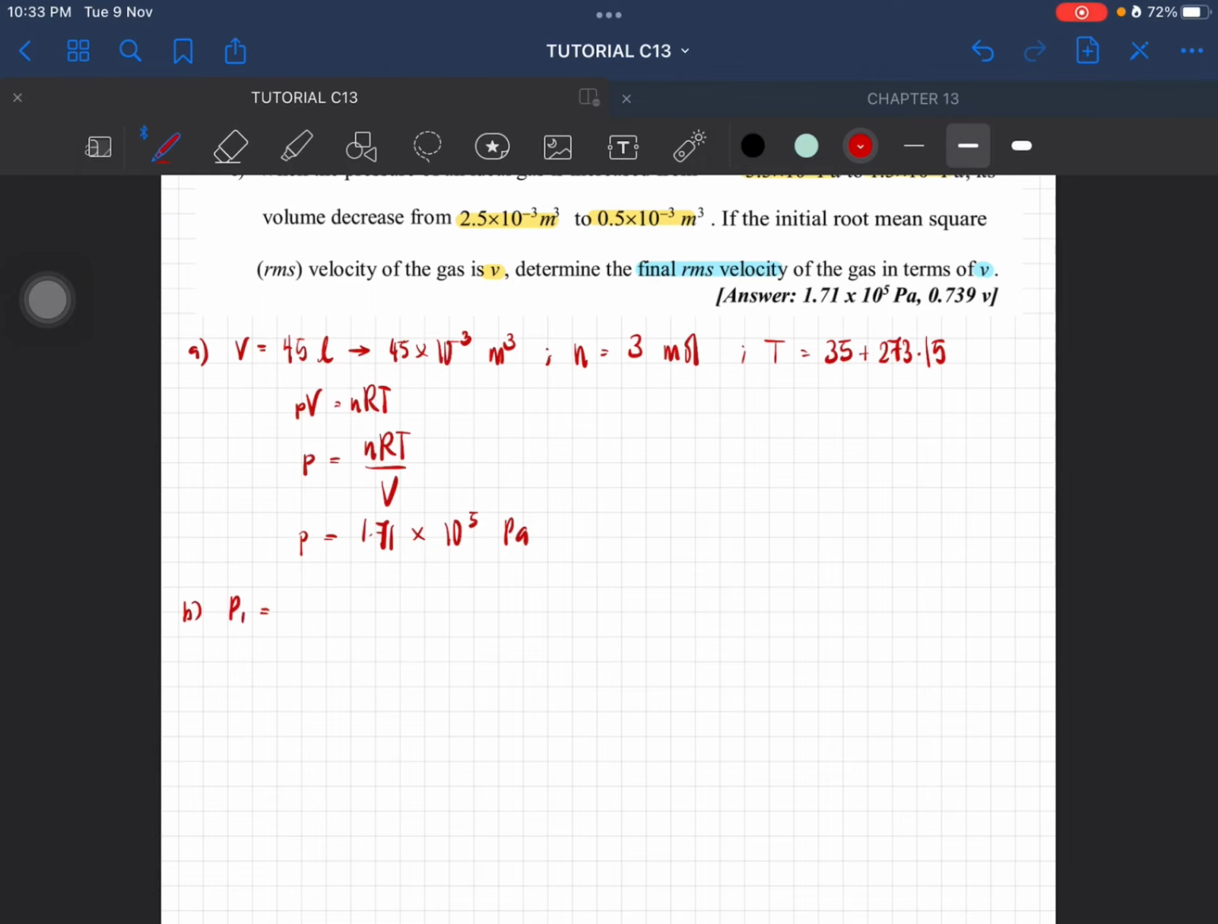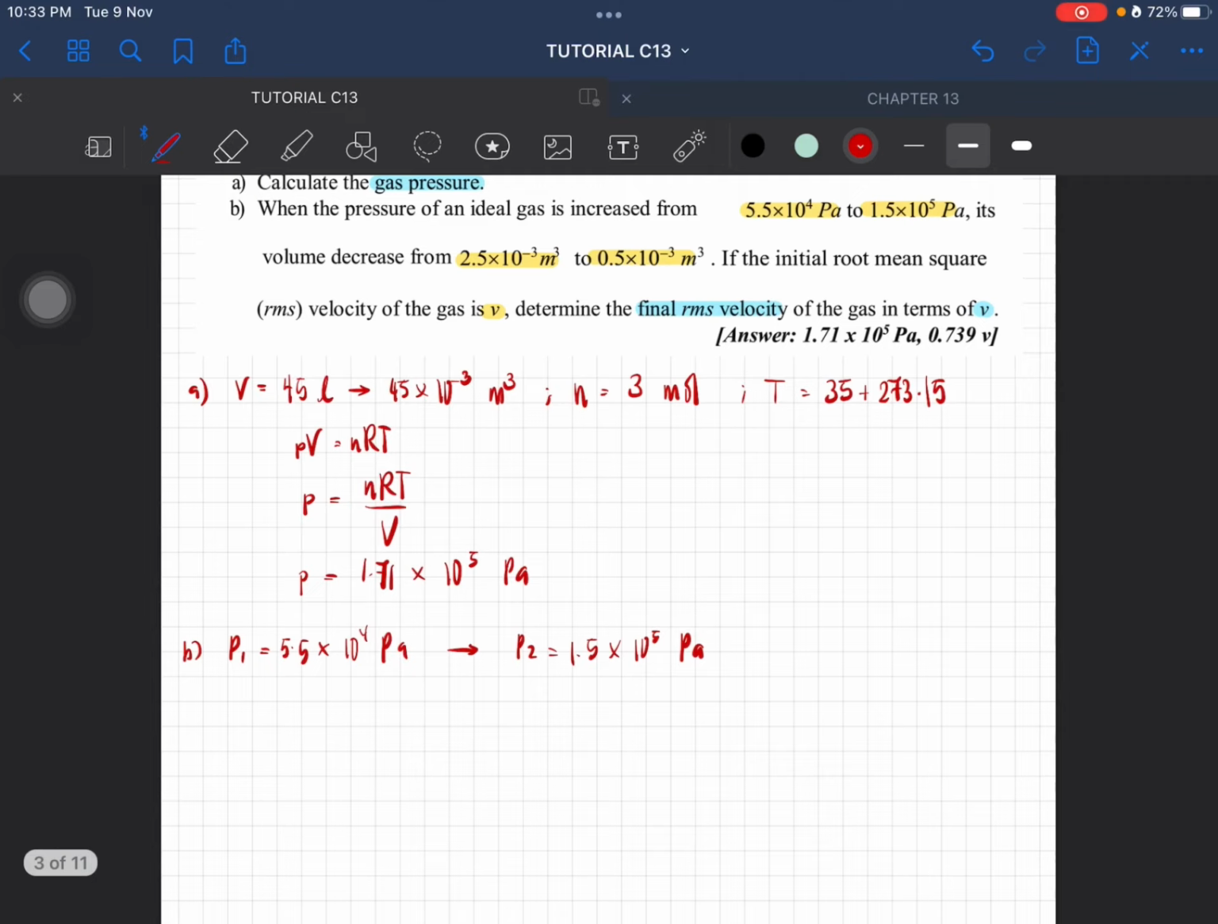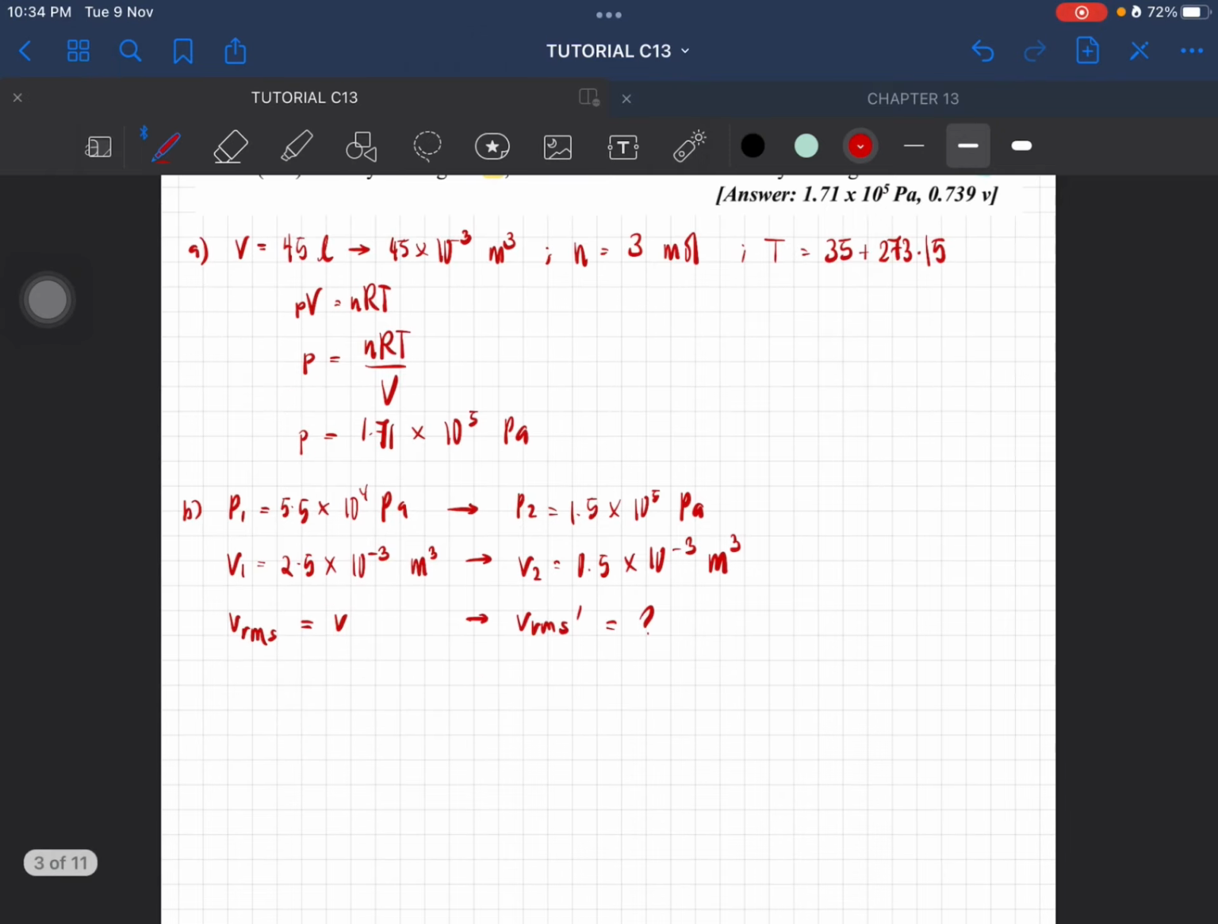And then question B, we have the information. The initial pressure is 5.5 times 10 to the power 4 Pascal. Then it is increased to 1.5 Pascal, and then you also have the initial volume to be equal to 2.5 times 10 to the power negative 3 cubic meter, which decreases to 0.5 times 10 to the power negative 3 cubic meter. Then the initial root mean square is given as V. So we have to find the final RMS speed in terms of V.